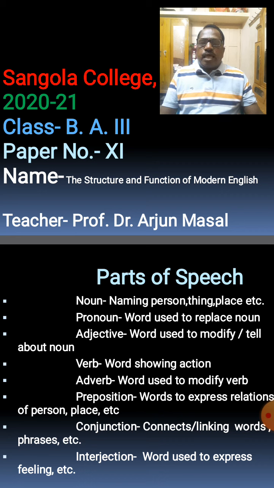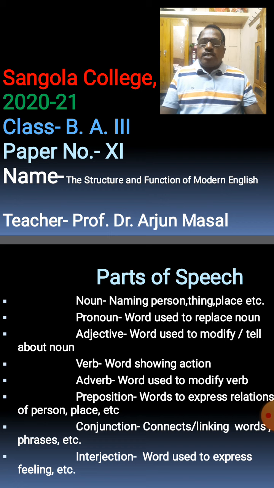There are 8 parts of speech, as you know. Now we shall just concentrate on the same paper. For example, noun. Noun is a naming word. Naming a person, thing, place, etc. is called a noun. For example, Ram is a person. Chocolate, name of place, Sangola, etc. These are all nouns.